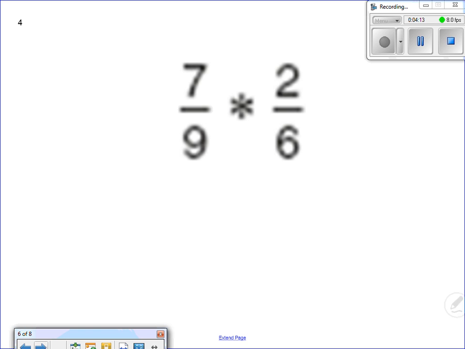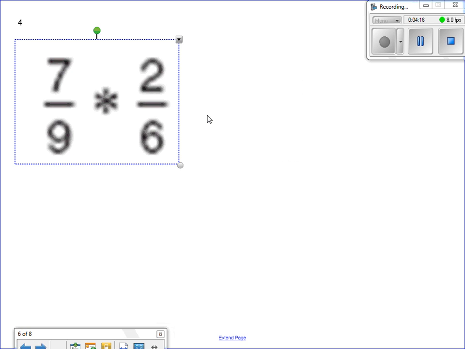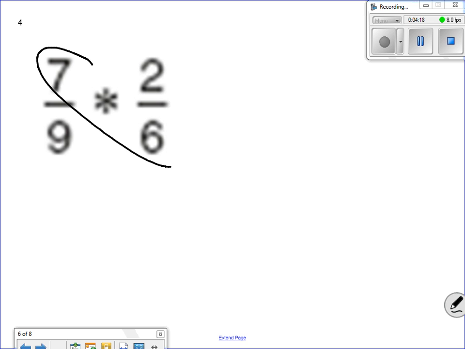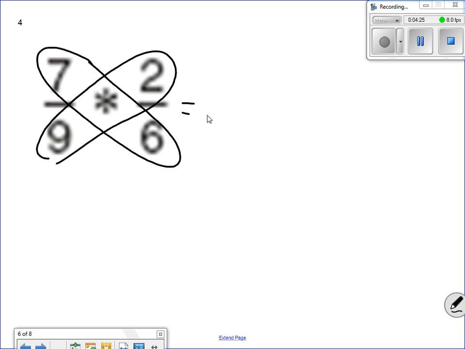7/6 and 2/9. Looking at this problem right away, I want you to eyeball the 7 and the 6. Can they get any smaller? They can't. How about the 9 and the 2? They can't. So that means whatever I multiply across is my answer. I don't have to simplify it at all. 7 times 2 is 14. 9 times 6 is 54. So can I reduce these? I can reduce. Let's see how. They both can go into 2.